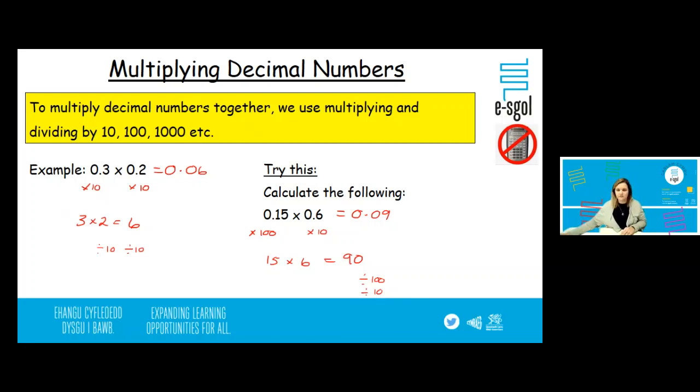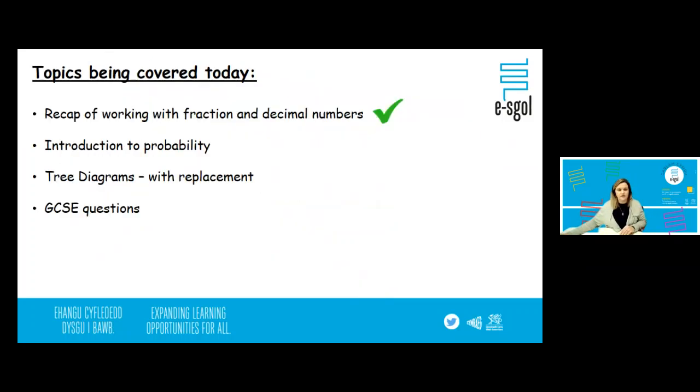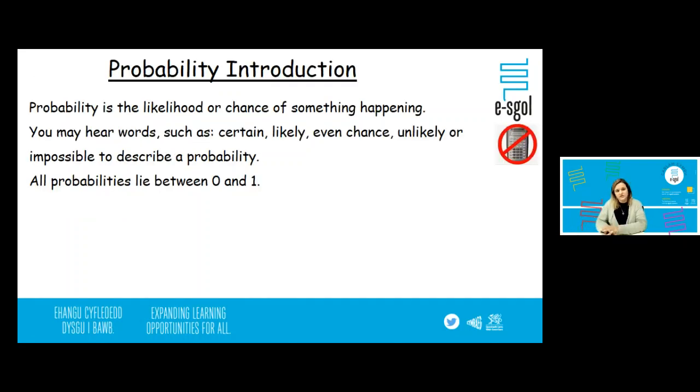Okay, so that's our quick recap of what we need to do in order to use our probability. So we are going to start looking at the probability from now on. So our introduction, okay, if you haven't come across probability, this is the basics that you need to know. Probability is the likelihood or chance of something happening. You might use words such as certain, likely, even chance, unlikely, or impossible, but they are words to describe probability.